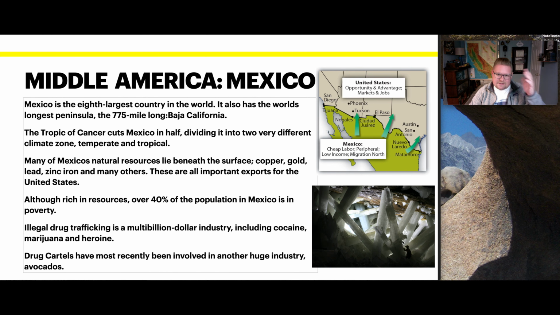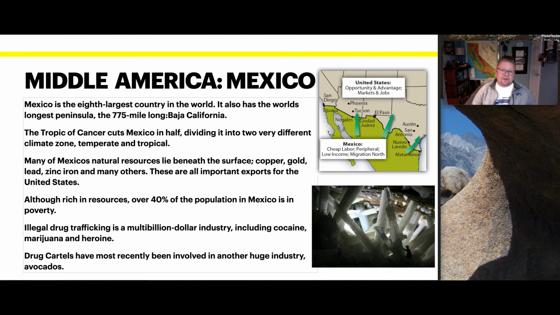Looking at the United States and Mexico, Mexico offers cheap labor and peripheral low-income migration to the north. The United States has opportunity advantages: markets and jobs. When we look at population densities in the United States of people who came from Mexico, we know it's all within the Sun Belt, within California. We look at Arizona and even Texas as having some of the greatest populations of individuals from Mexico. But what are they all bringing? They're bringing in that very cheap labor that drives our economy.